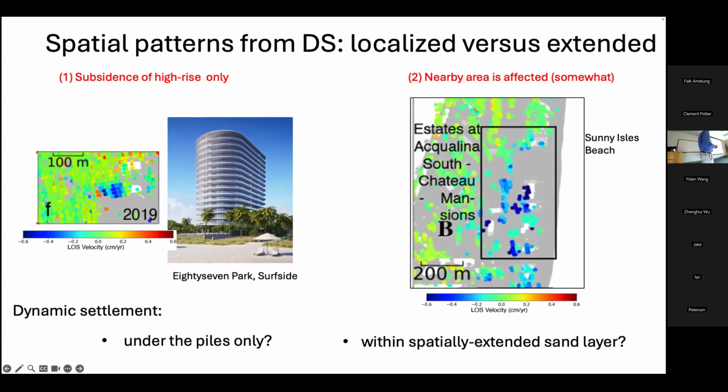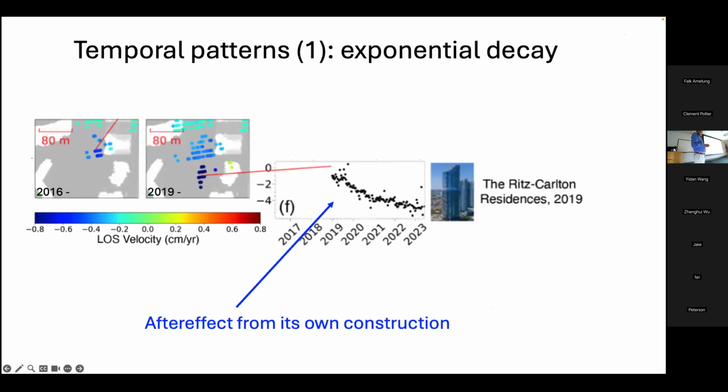If you look somewhere else, this is in Sunny Isles Beach. Here we have, for example, some lighter green or dark green pixels right next to the building itself. So it looks like there are some areas where the subsidence doesn't only occur for the building itself. But the spatial patterns are a little bit difficult to interpret. Easier to interpret are the temporal patterns.